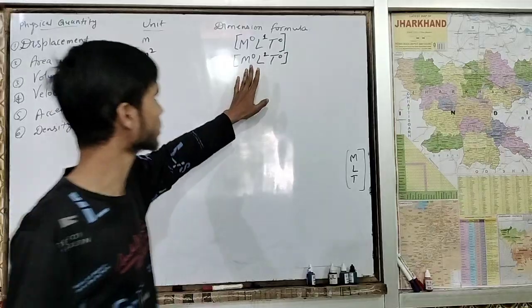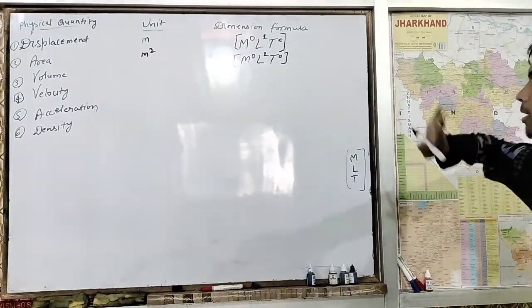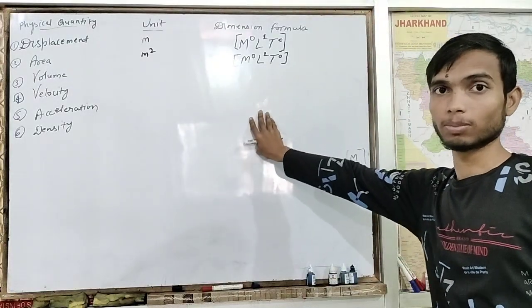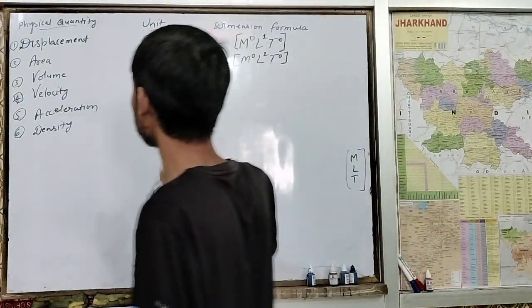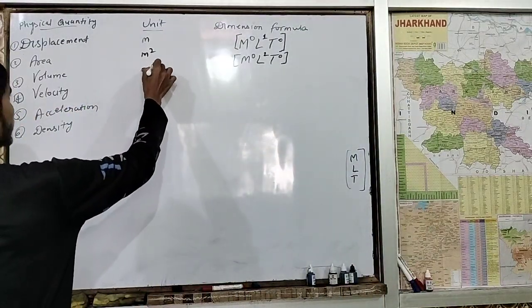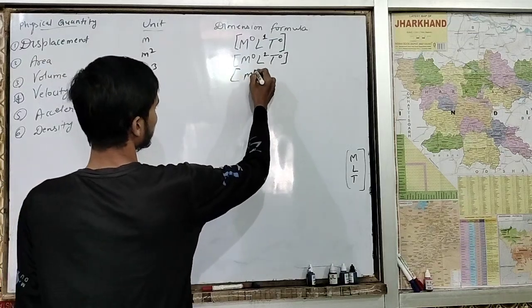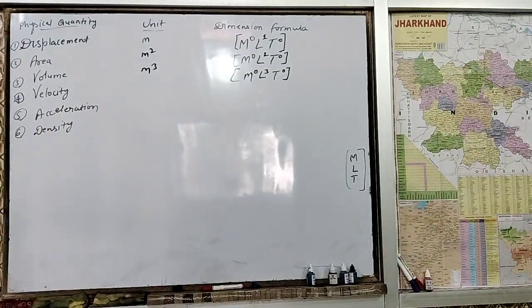In this you are saying that mass is nothing. There is no mass. There is a length, which is meter 2 times, and there is no time. Clear? Now for volume, this is an m cube. Here you are saying that L is 3 and T is 0. Clear?